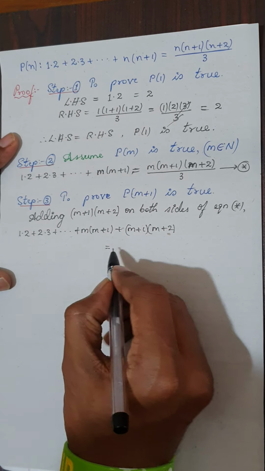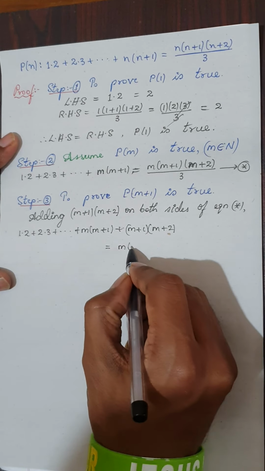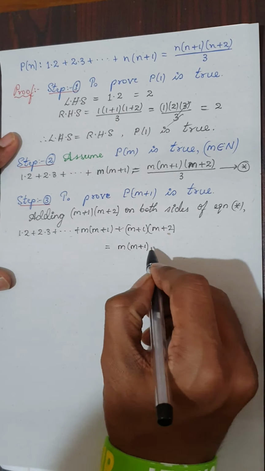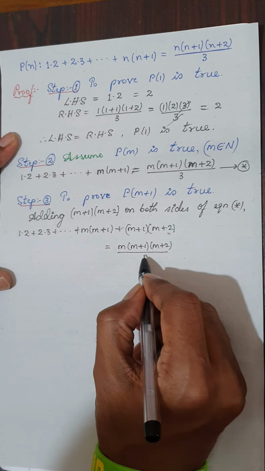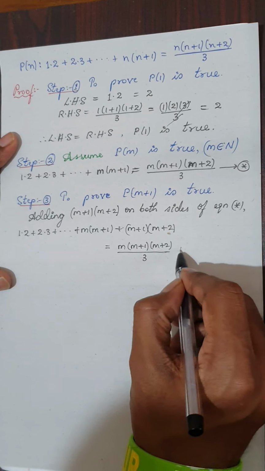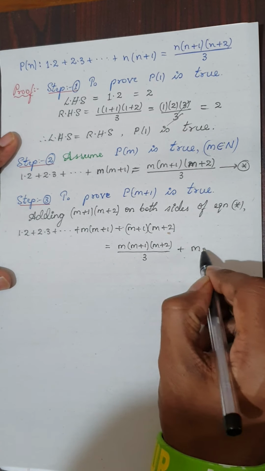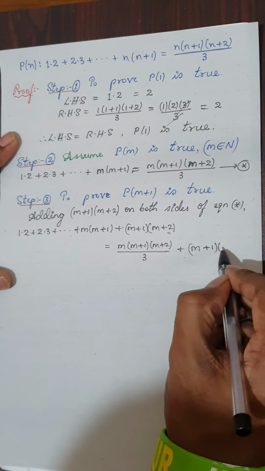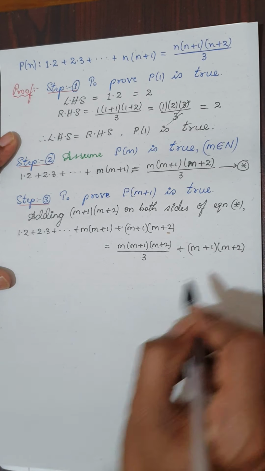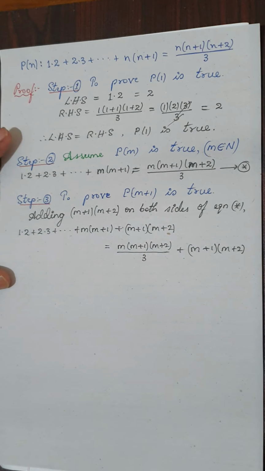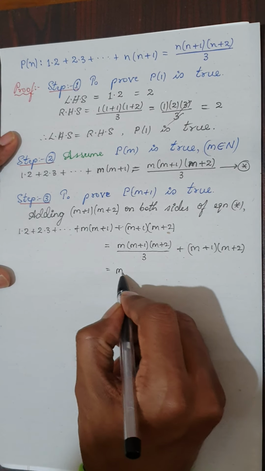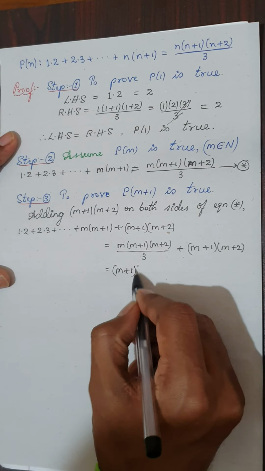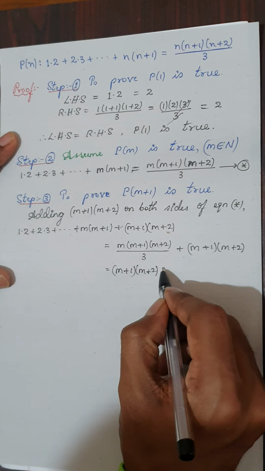So actually this will be equal to, one term is already present in the RHS, so it is m into m plus 1 into m plus 2 divided by 3. To this term in the RHS, I'm going to add my term m plus 1 into m plus 2. Okay, it's quite clear here. Now we all know, it's very clear in both the terms, I have m plus 1 into m plus 2 as common.